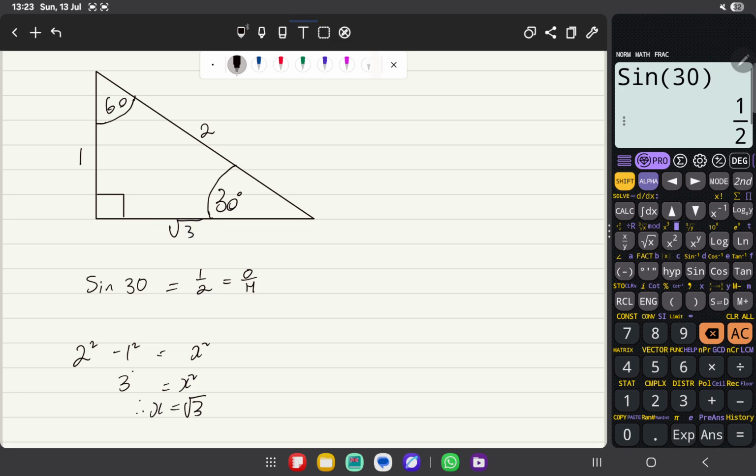So you see, this triangle, we got to it by first finding sine 30, which is 1 over 2. After that, everything else is just history. Right, let's do another triangle.